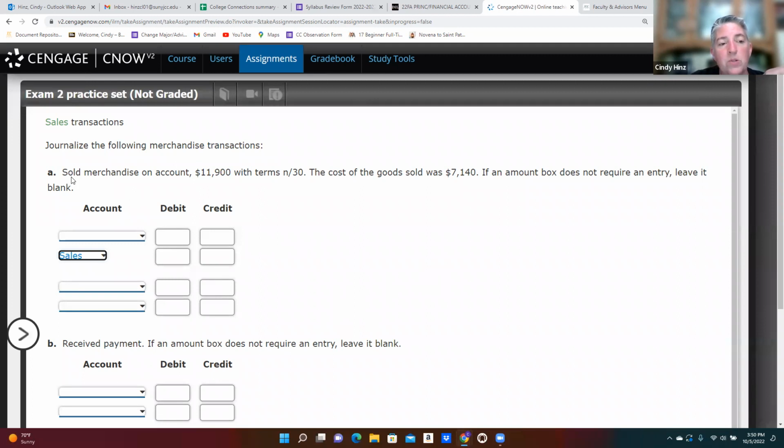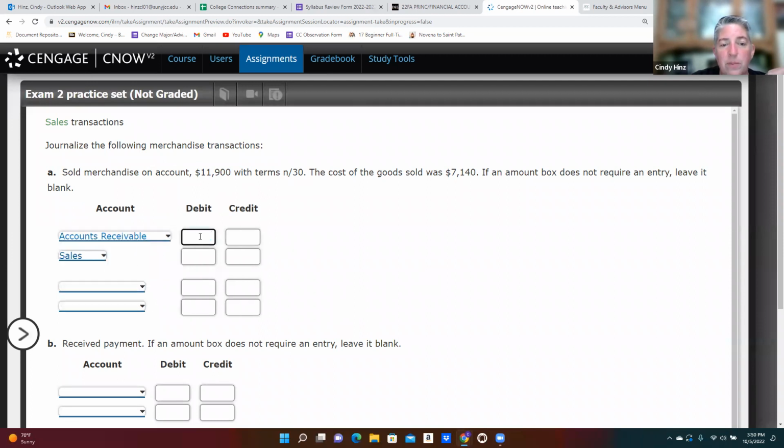This company sold merchandise on account for $11,900. The terms were net 30. So we're going to report that sale and receivable. Our customer, whoever it is, now owes us $11,900. And we report the revenue and we report the asset. Our customer owes us that amount.